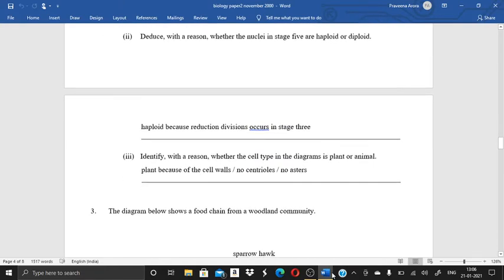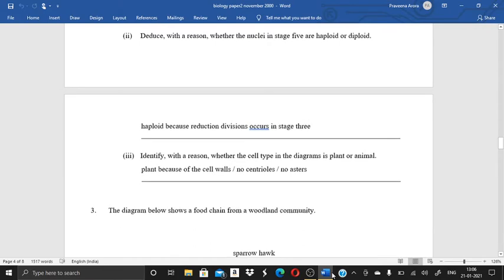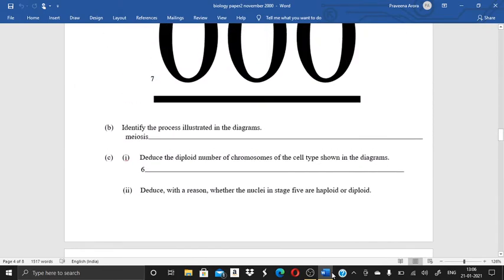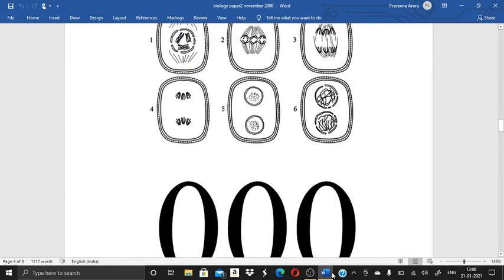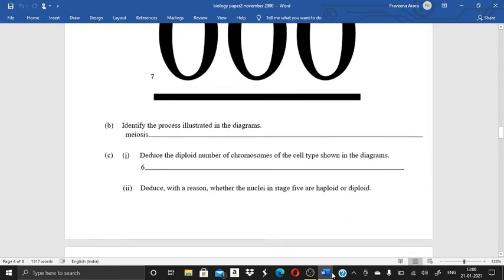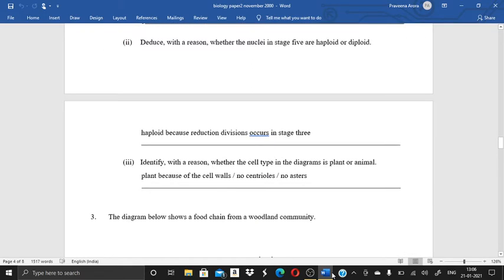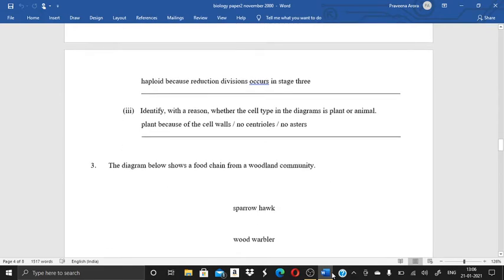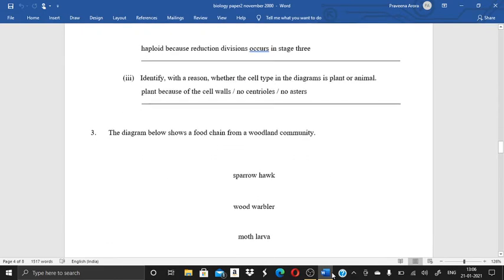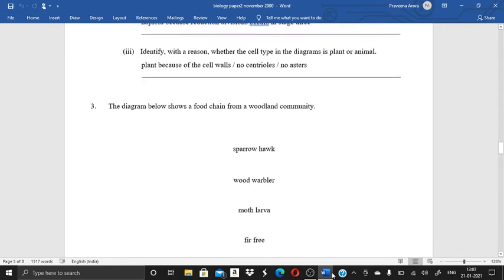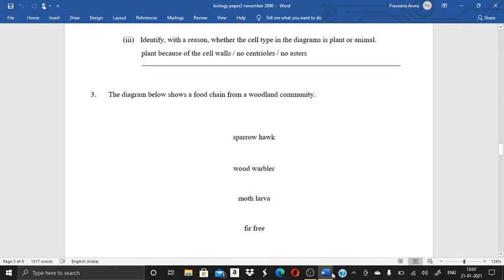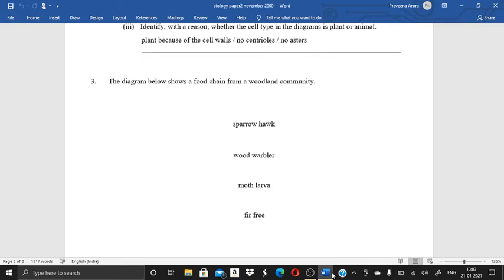Deduce with a reason whether the nuclei in stage 5 are haploid or diploid. You have to tell, and the answer is haploid because reduction division occurs in stage 3. Then, identify with a reason whether the cell type in the diagram is plant or animal. It's plant because of the cell walls, no centrioles and no asters.